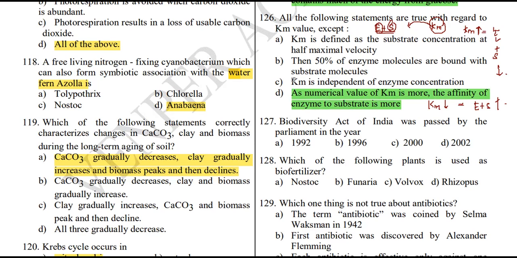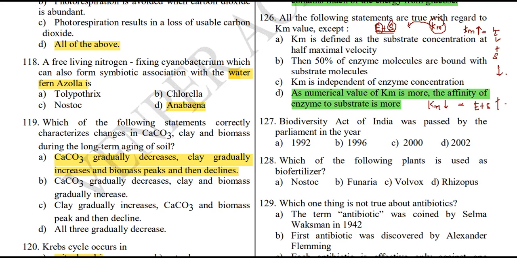And Km will not depend upon the enzyme concentration. They are independent. That's a correct statement. And at Km, 50% of the enzyme molecules are bound to the substrate. Km is defined as the substrate concentration at half of Vmax. Yes, so this is also correct. So the last one is going to be wrong.